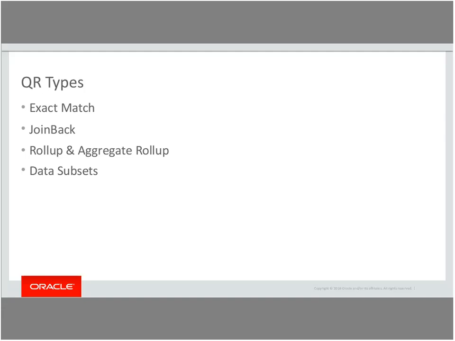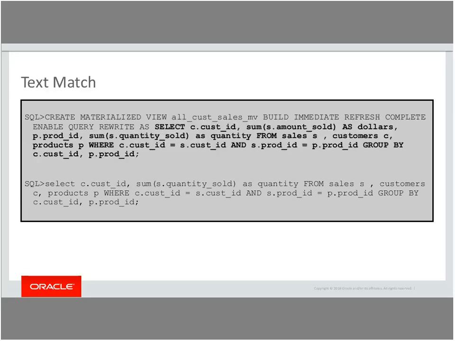The various types of query rewrites that are with us are exact match, join back, rollup and aggregate rollup, and data subsets. We will go through these one by one. The very first one is text match. The simplest kind of query rewrite takes place when a materialized view definition exactly matches a query definition. That is, the tables in the from clause, joins in the where clause, and keys in the group by clause match exactly between the query and the materialized view.